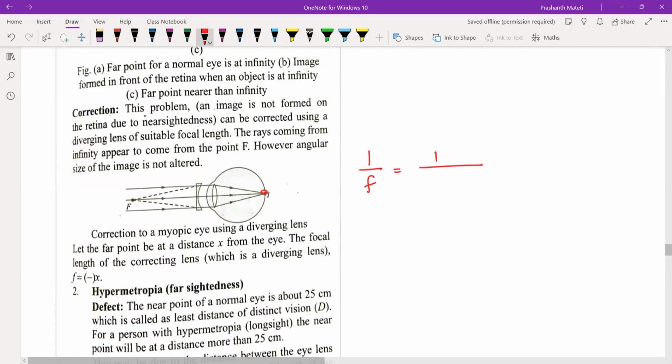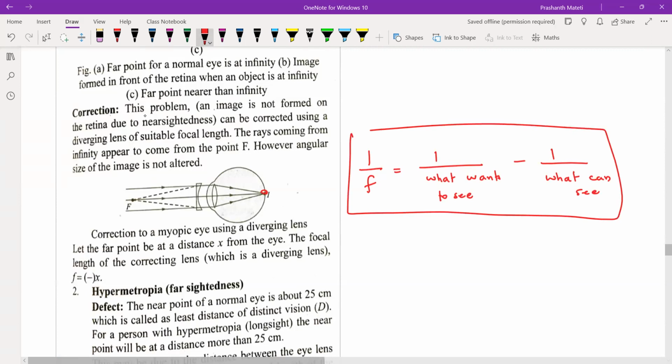They will say that a person with some defect wants to see this distance instead of this distance. So the formula you can use is 1 by what he wants to see, minus 1 by what he can see. If you use this formula, you can recommend the focal length for the respective correction. Same formula for myopia, and for hypermetropia also the same formula.